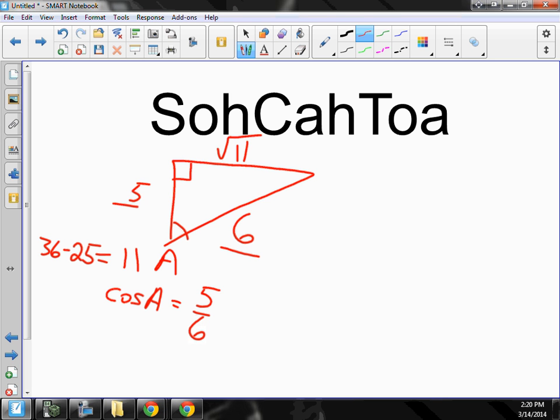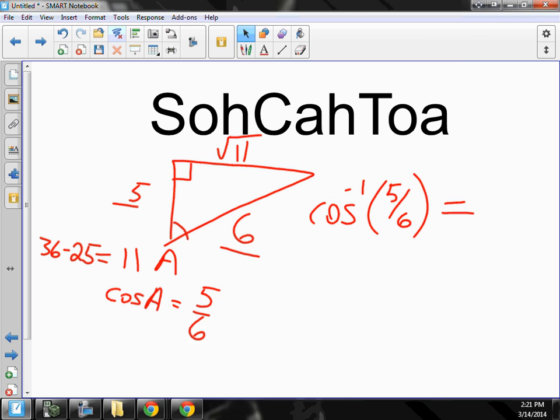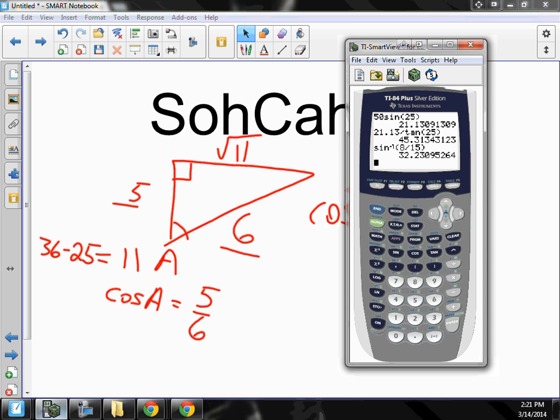So cosine will take angles and give you ratios. Inverse cosine will take ratios and give you angles. So all I need to do is cosine negative 1 of the ratio, and that will tell me the angle. So inverse cosine of 5/6 is going to be 33.55 degrees. How do I find the other one? Just do 90 minus the answer. The other one is 56.